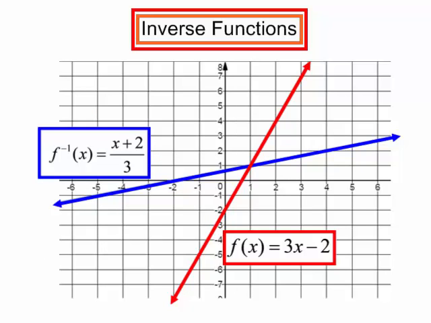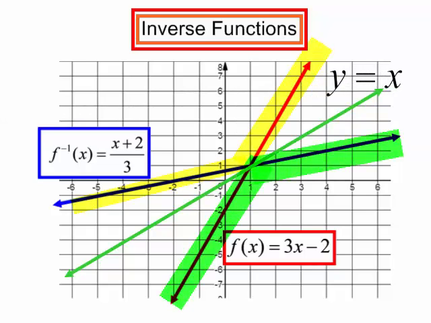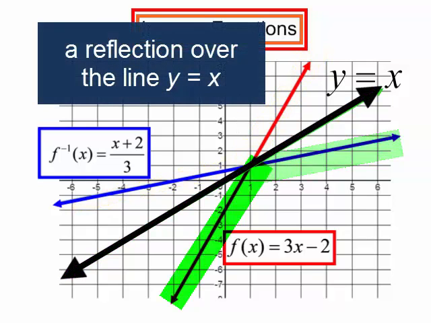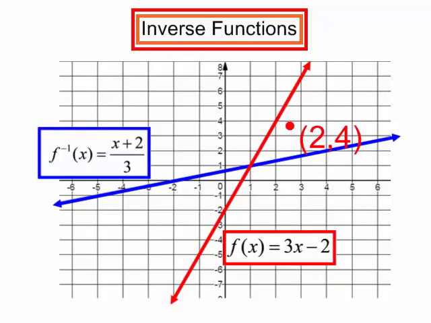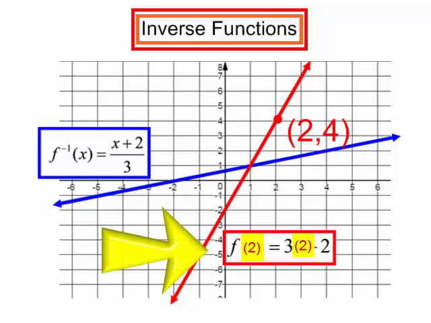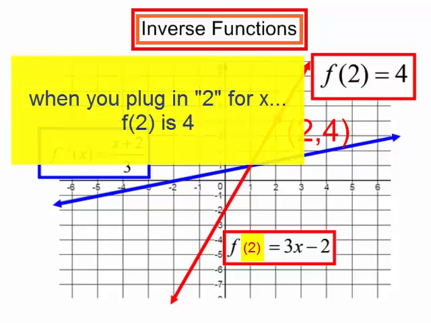I have the graph of f of x and its inverse. Do you notice that the function and its inverse reflect over the line y equals x? The point (2, 4) is on the graph of my function. When I plug in 2 for x, my domain, 3 times 2 is 6, minus 2 is 4. I can also write this as f of 2 equals 4.